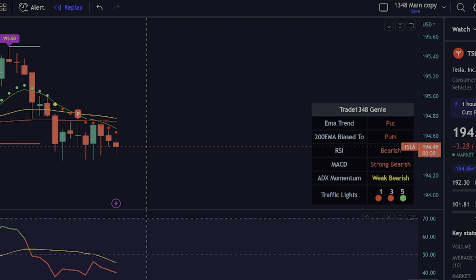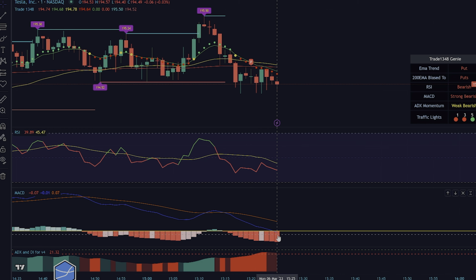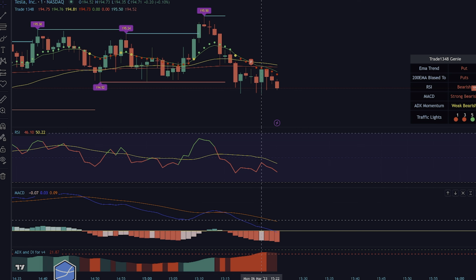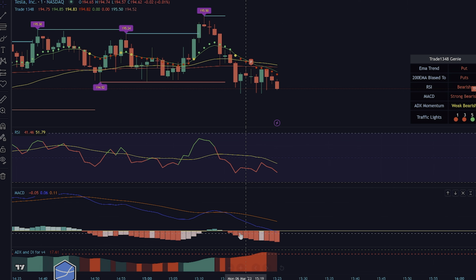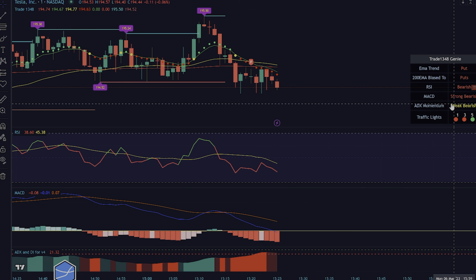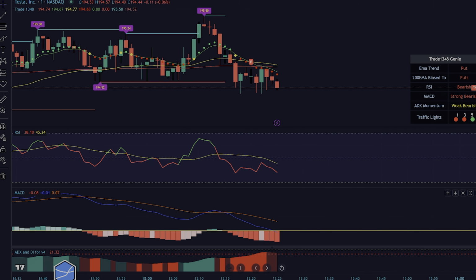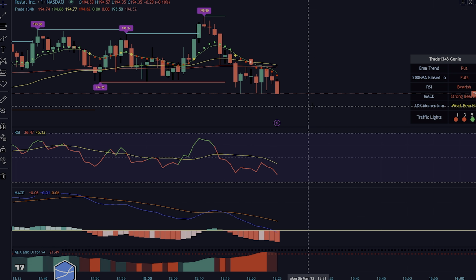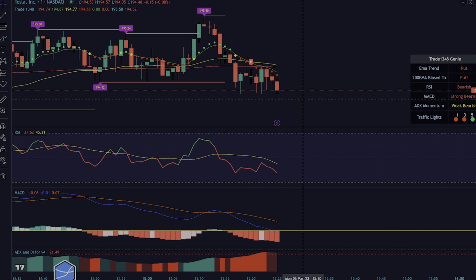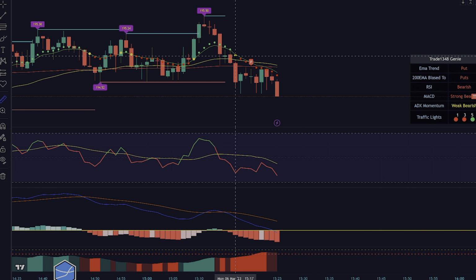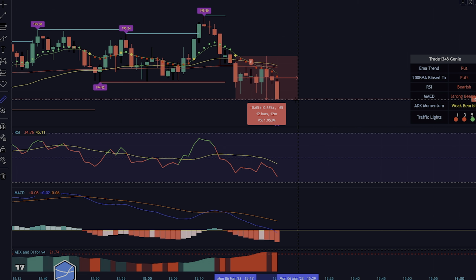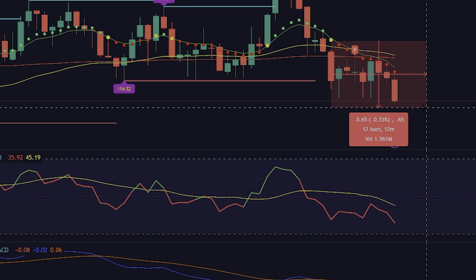The MACD is now in strong bearish mode, by virtue of the MACD crossing beneath its signal line, and we are now in strong bearish momentum, with the ADX now disagreeing with the MACD, saying it is weak bearish. However, as you can see, this traffic light in real time, we're showcasing how objective this alert is. We go ahead and measure this move out, and this is a 65-cent move on Tesla.